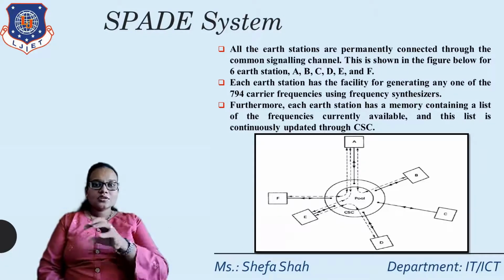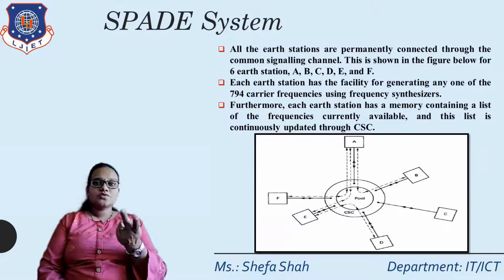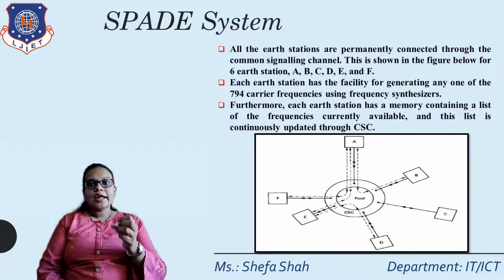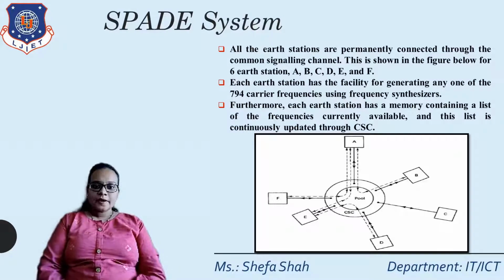All earth stations will be notified which of the frequency channels are right now in processing for communication and which of the channels are vacant. So whenever any earth station wants to communicate with another earth station, first it will check which frequency is empty right now, and on that particular frequency the request is made to the pool, so the communication is possible. Now all the earth stations are permanently connected through a common signaling channel.